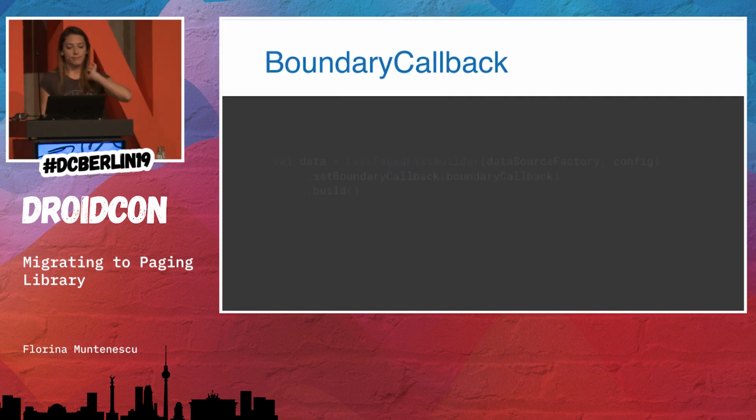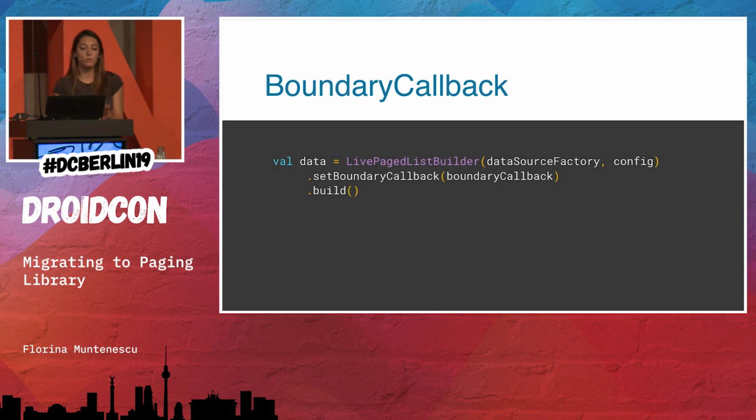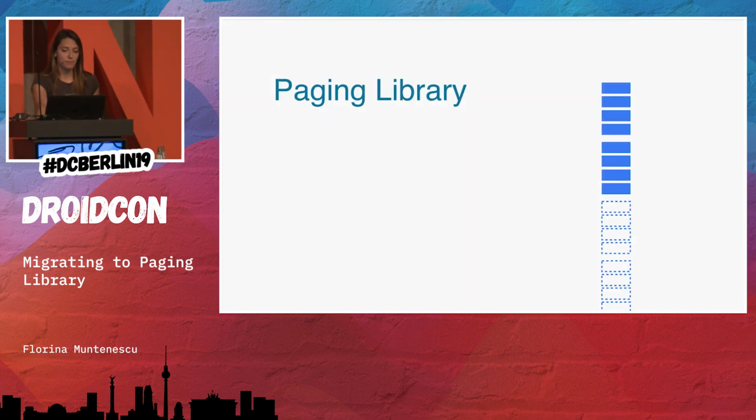OK, so where would this fit? This boundary callback is something that you would set when you're building your LivePagedListBuilder. So you would just set the boundary callback, and that's it. You would just call the usual build on the LivePagedListBuilder.